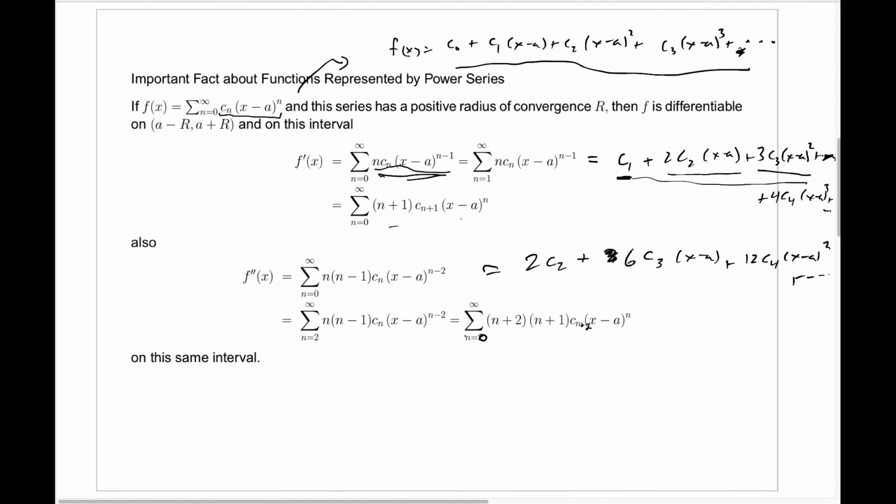So check, since I typed it all incorrectly, check that the way I've written it here actually works with this series. If I sum from n equals 0 to infinity, n plus 2 times n plus 1 times c sub n plus 2 times x minus a to the n. When n equals 0, you get exactly 2c sub 2 times x minus a to the 0th, which is 1. When n equals 1, you get 3 times 2, which is 6 c sub 3 x minus a to the first power. When n equals 2, you get this term, etc. So here's a way to write a power series for f double prime that's in standard form. In other words, some constants times x minus a to the nth power, starting when n equals 0.